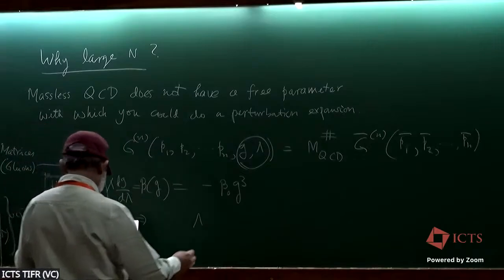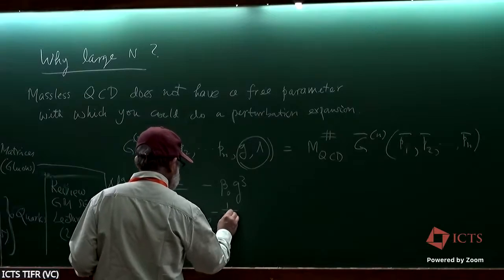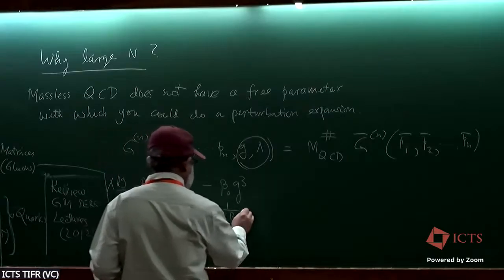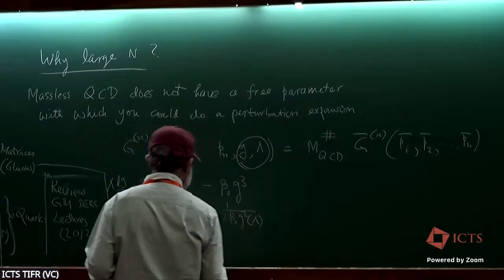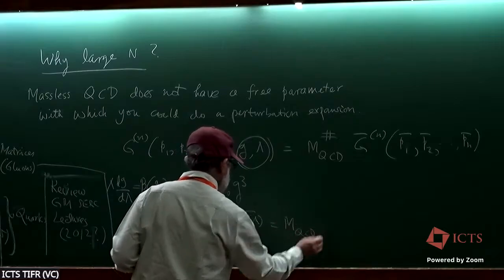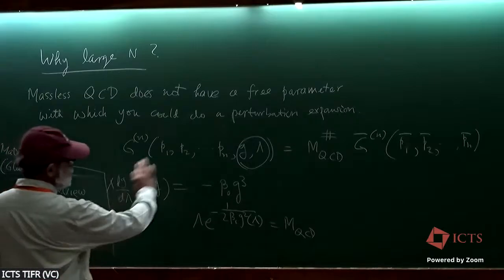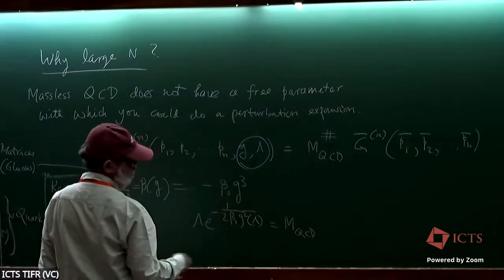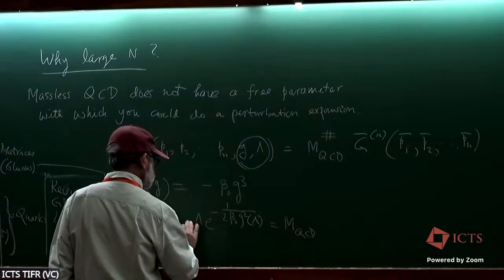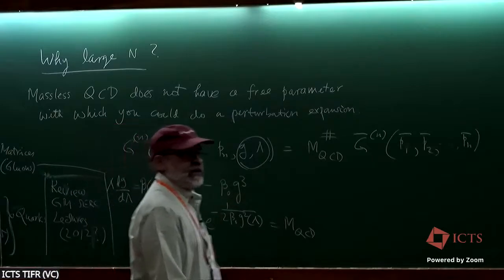And the solution of this is the following: it is e to the power minus 2 beta naught over g squared of lambda, which is a constant. And this constant is what is called the mass. Believe me, the solution of this equation follows from the constancy of this. You can verify that.